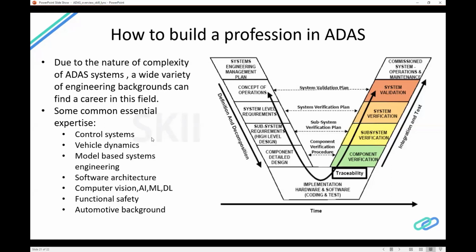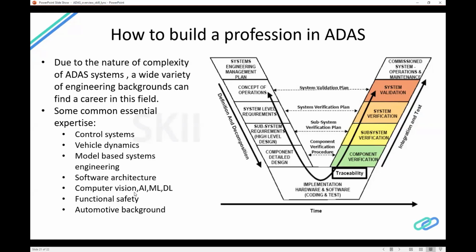Those are control systems, vehicle dynamics, model-based system engineering, software architecture, computer vision, and all sorts of artificial intelligence like deep learning, machine learning, and neural net learning. Then functional safety. Functional safety is typically not an engineering level field, but it is very important because functional safety engineers are responsible for defining the safety requirements of these features. As you can tell, most of these features need to be very well and very safely designed because they are, at the end, handling the customer's life and the passenger's life.